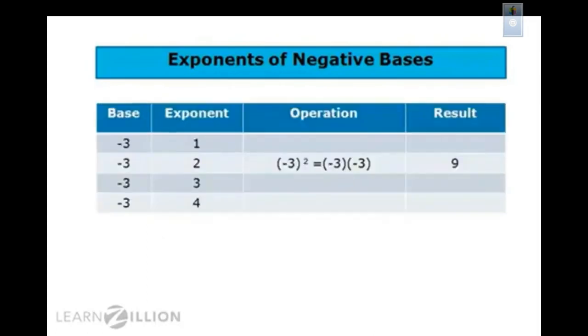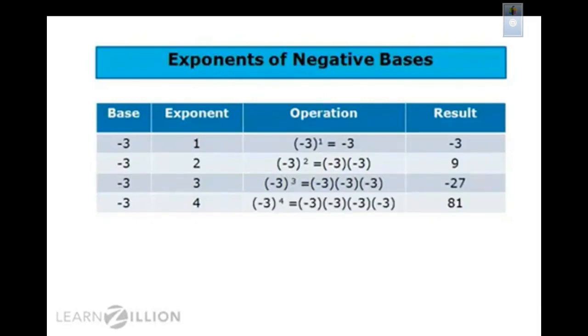Let's explore this further. You already saw that negative 3 to the power of 2 was positive 9. What about negative 3 to the first? Negative 3 to the first means we only write negative 3 once in a multiplication sentence. We get negative 3. What about negative 3 to the third? We'll write it 3 times in a multiplication sentence. We end up getting negative 27. Negative 3 to the fourth, we get positive 81.